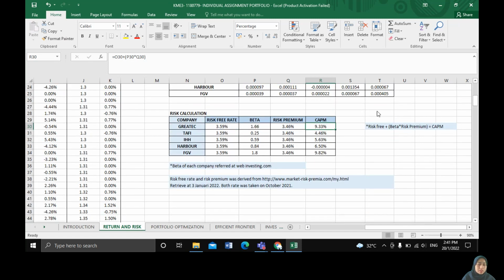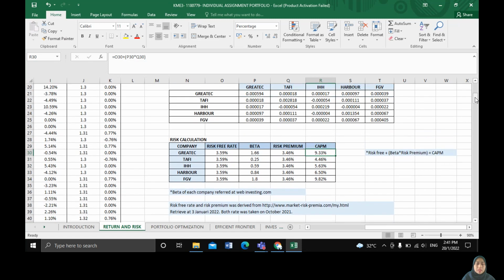Then, this is the risk calculation that consists of risk-free rate, beta, risk premium, and CAPM. The beta of each company is referred from investor.com. Meanwhile, the risk-free rate and risk premium were derived from market risk premia. Both rates were taken in October 2021. To find CAPM, I used the CAPM formula. The purpose of the CAPM is to evaluate whether a stock is fairly valued when its risk and the time value of money are compared to its expected return.